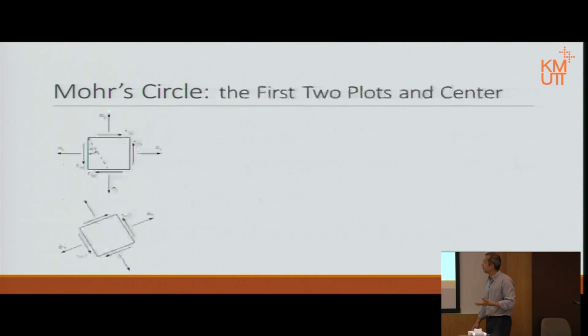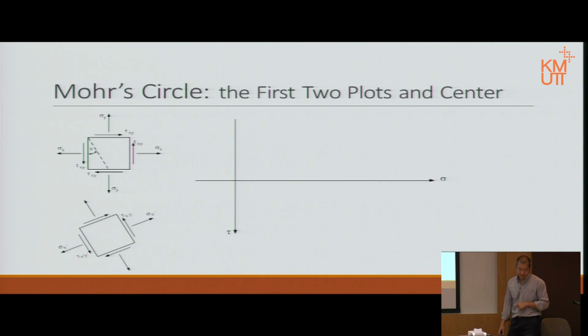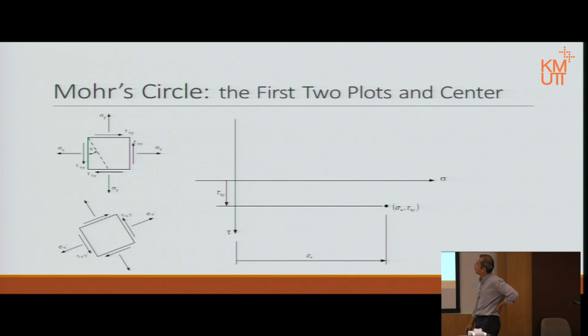What does it mean here? The top one is our starting element. The bottom one is when we rotate by theta. If we plot sigma and tau, the first plot will be this pair, sigma x and tau xy. The second plot will be sigma y and minus tau xy there.